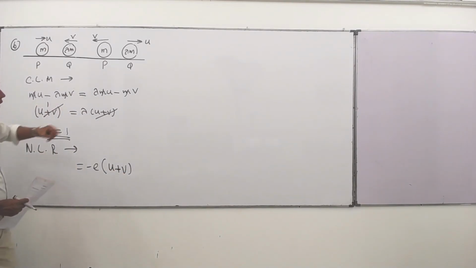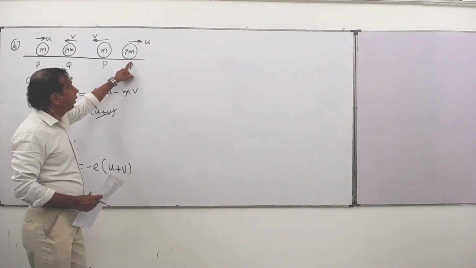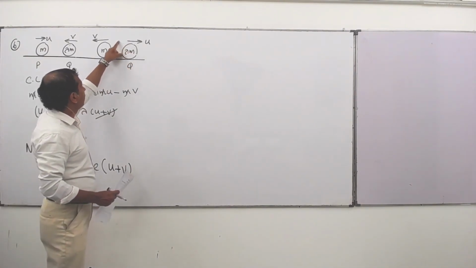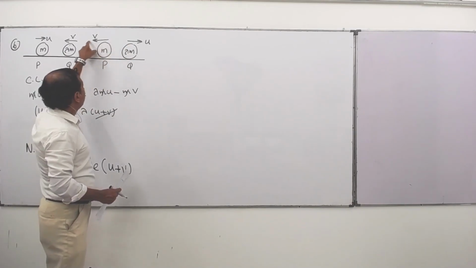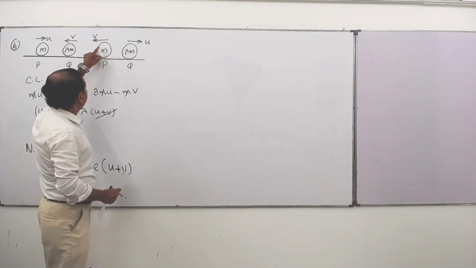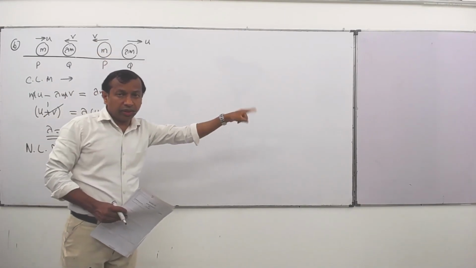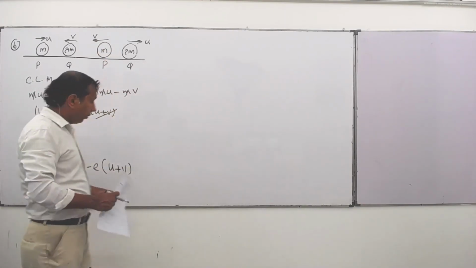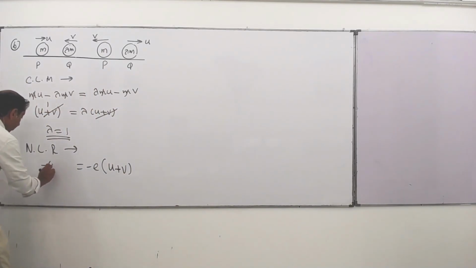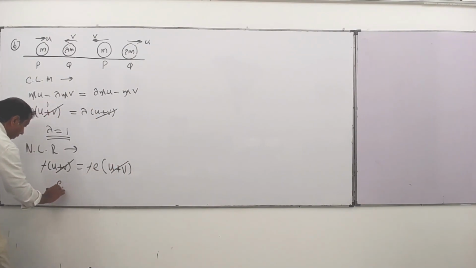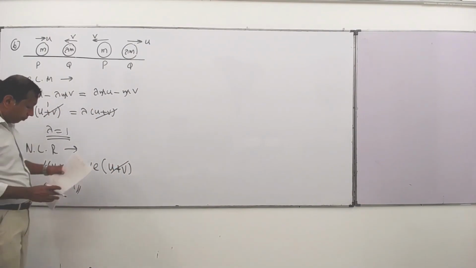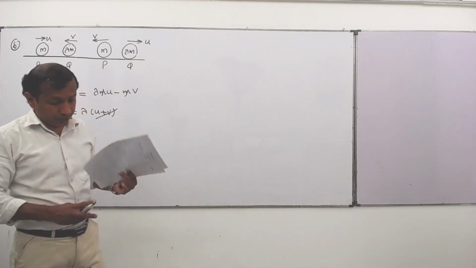After impact, again we have to stop Q. How? Give U leftward, same U leftward. Then this will get leftward U plus V. But we apply NLR rightward, no? Minus U plus V. Minus, minus you can cancel down. This and this you can cancel down. E equals 1.